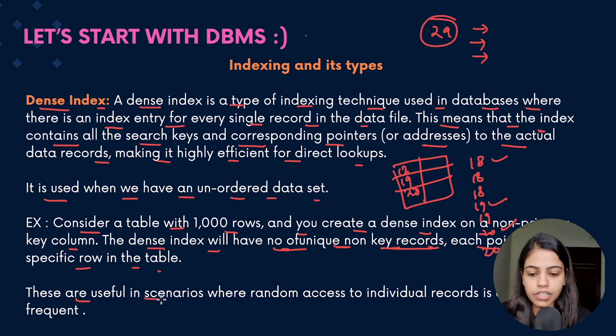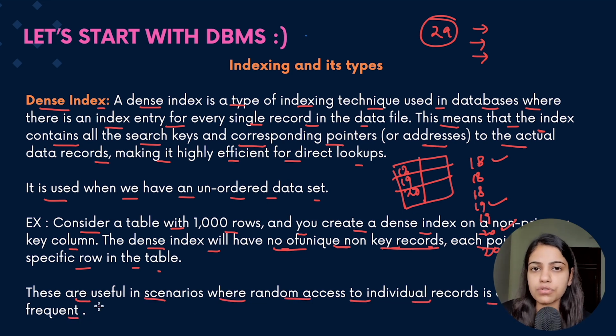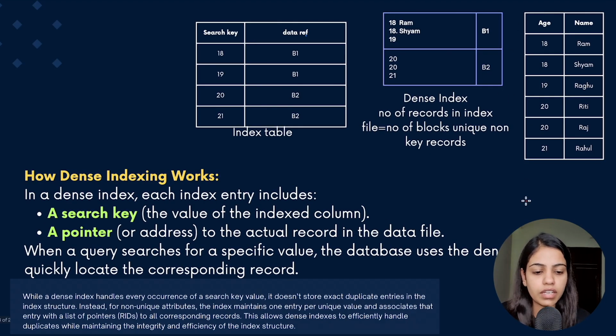These are often useful in scenarios where random access to individual records is quite frequent. So whenever we want random access to individual records, we can use this dense index. Here you can see again we have the student table, and now we are providing indexing on the basis of the column age. Since age is a non-primary key column, we can expect some duplicate values in this age column, and here are the names of all the students.